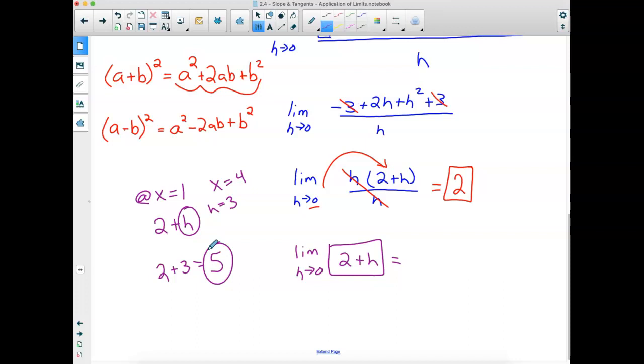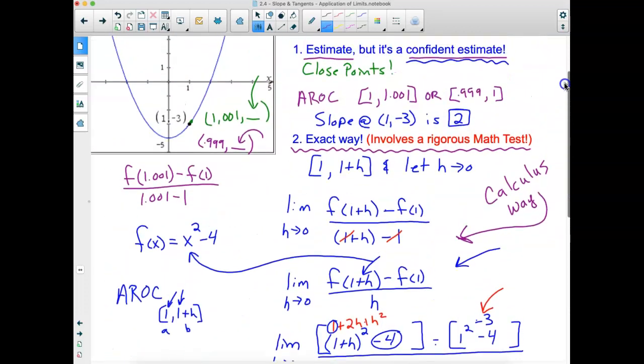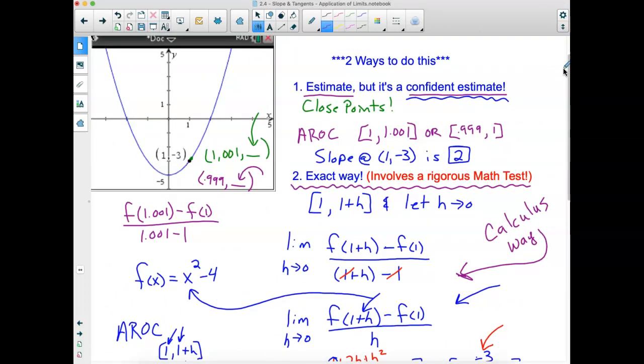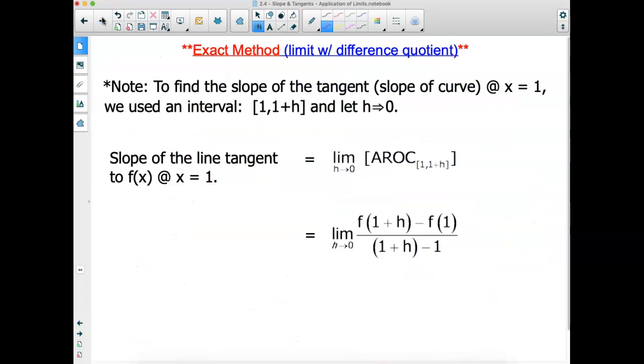And the smaller h gets, the closer and closer I get to that point, okay? So the smaller that distance h gets, before I was way up here, the smaller it gets, the closer and closer I get to the exact slope at 1, okay? So we're going to look here at the exact method. The exact method is called a limit with the difference quotient, okay? To find the slope of a tangent line of a curve at x equals 1, we used an interval of 1 comma 1 plus h, and then we let h go to 0. Now let me qualify.